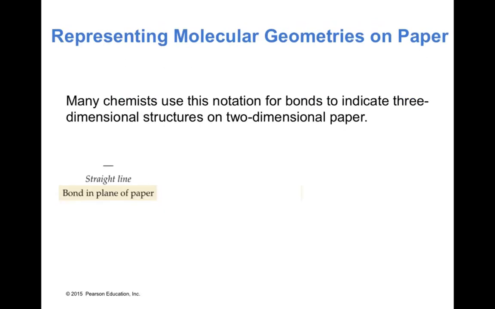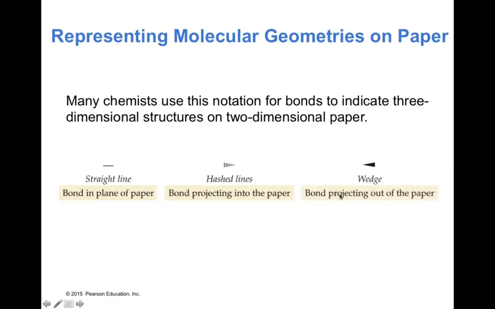Representing molecular geometries on paper is sometimes a little bit hard, okay? Many chemists use this notation for bonds to indicate three-dimensional structure on two-dimensional paper. We usually use a line when the bond is in the plane of the paper. We use hashed lines when the bond is projecting into the paper, and we use the wedge for bonds that are projecting out of the paper, to try to give this three-dimensional structure on the paper.